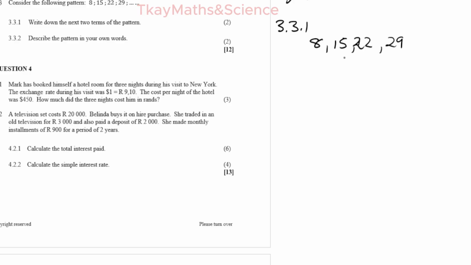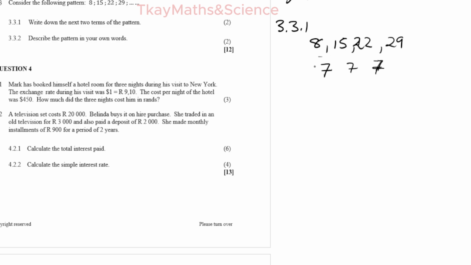Okay, so we're going to do it like this: 8, 15, 22, 29. They're saying write down the next 2 terms of the pattern. They didn't mention whether it's linear or what. So we're going to see the difference between 8 and 15, which is 7. From 15 to 22, that's 7. From 22 to 29, that's 7. So we see there's a constant number you have to add each time. So this one is a linear sequence, actually.